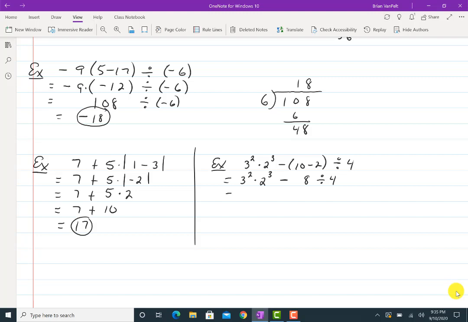So 3 to the second power is 9, 2 to the third power is 8. Be careful, students sometimes put a 6 there because they confuse what they're doing. 2 raised to the third power is not 6 because that's 2 times 2 times 2. Now, in this situation here, I can actually do multiplication and division at the same time because they're separated by a lower order of operation, and that's the minus sign. So I'll do those at the same time. I'll get 72 minus 2. And that is equal to 70.